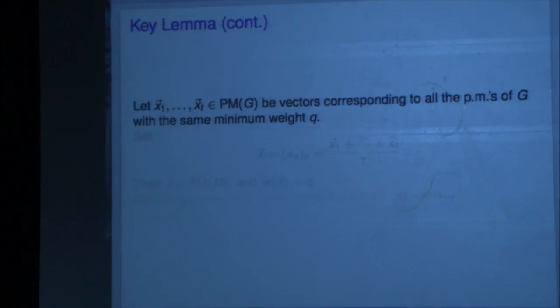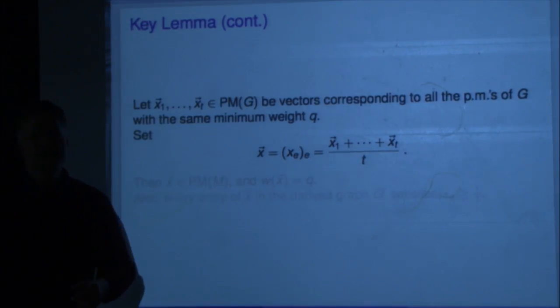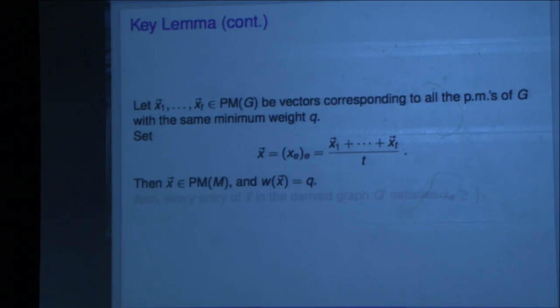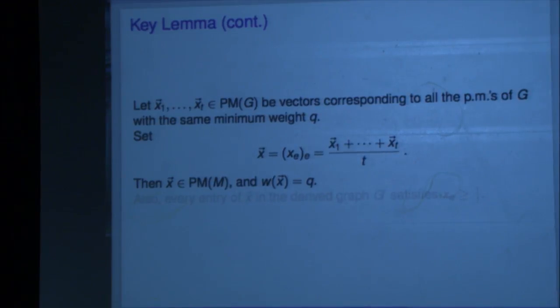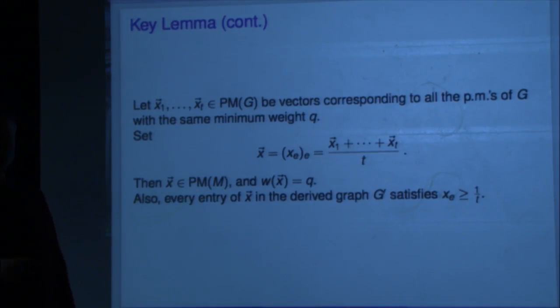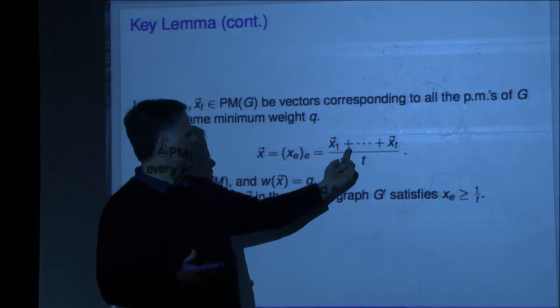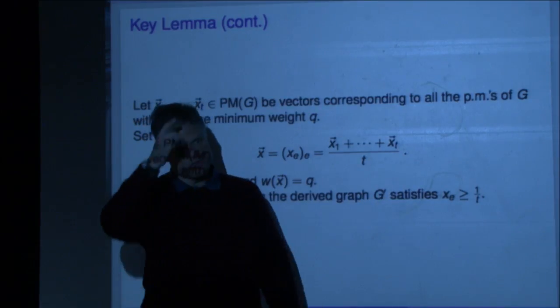And now all we have to do is look at their average. Just add them all up and divide by t. Call that vector x. So x is sort of right smack in the middle somewhere of the perfect matching polytope. And its weight is obviously q, because it's the average of these weights, which are all q. Furthermore, every entry of x in the derived graph has value at least 1 over t, because if it's in the derived graph, one of these vectors has 1 as that entry. Even if all the rest have 0, you divide by t and you get at least 1 over t.